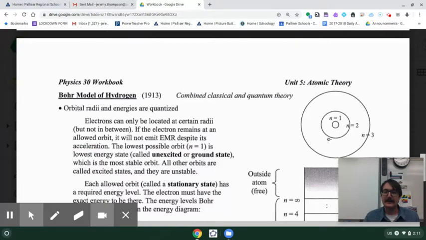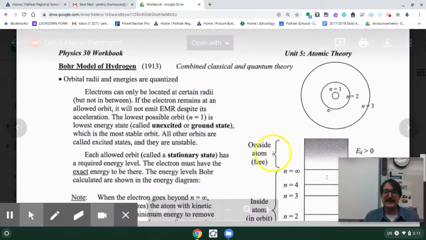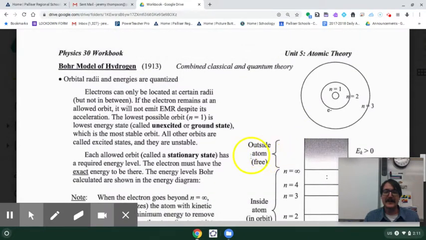The lowest possible orbit is given by n equals 1. It's the lowest energy state, called the unexcited or ground state, while the other orbits are called excited states, and they are unstable. Okay, and it says each allowed orbit, called a stationary state, has a required energy level. The electron must have the exact energy to be there. The energy levels Bohr calculated are shown in the energy diagram.